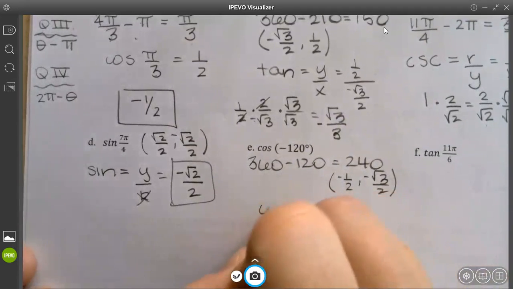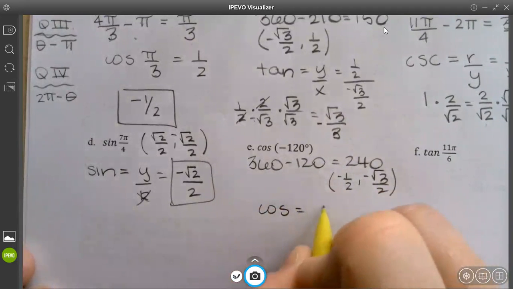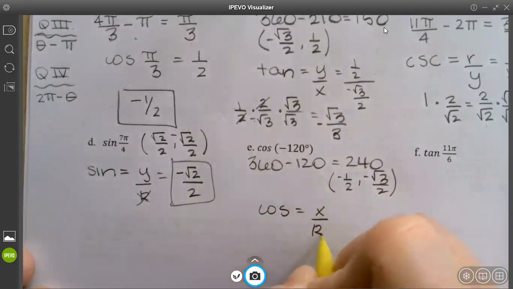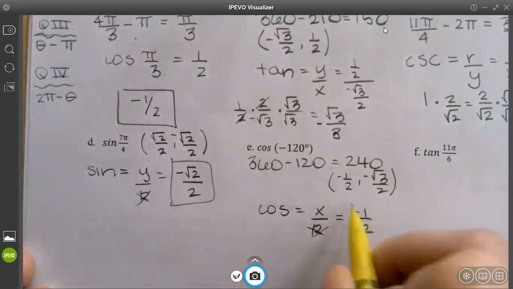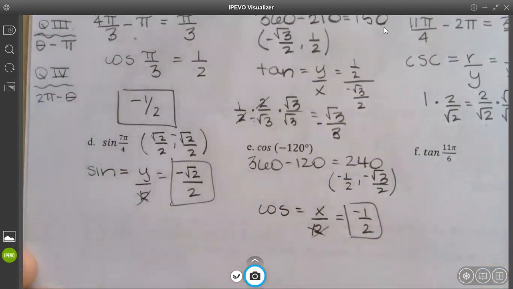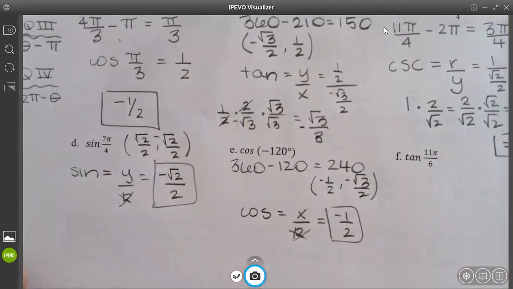So then what's our ratio for cosine? X over R. Do we need R? No, we just need X, which is negative 1/2. That's it. Because R is 1. Come on now. How many times do I have to explain it? I literally just said it.